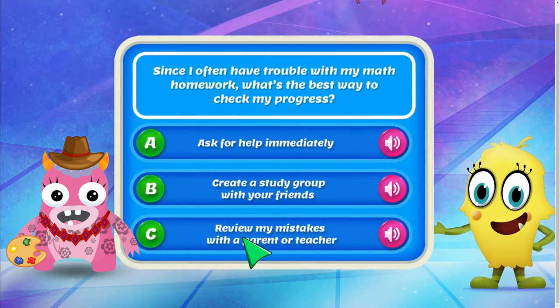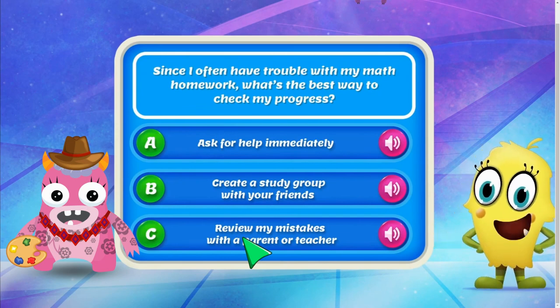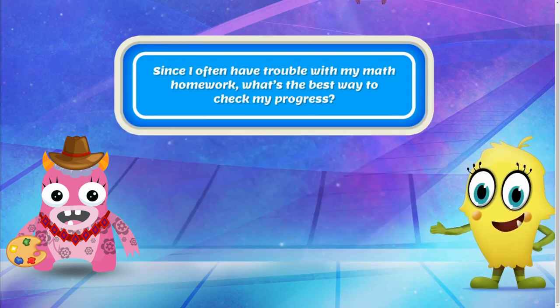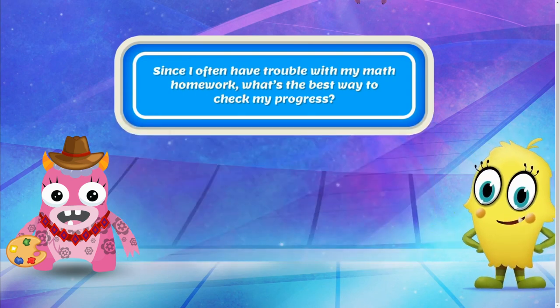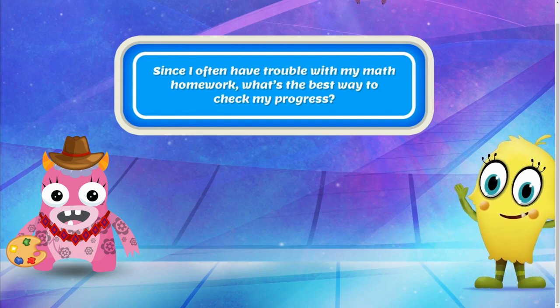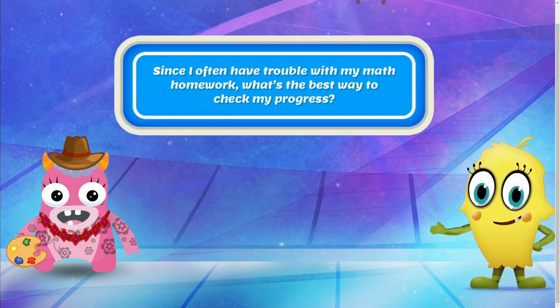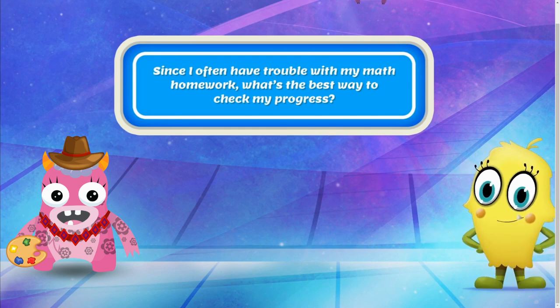Since I often have trouble with my math homework, what's the best way to check my progress? That's a great idea! After we make mistakes on a test or homework, we can check in with a parent or teacher and ask them to help us understand why we're messing up.